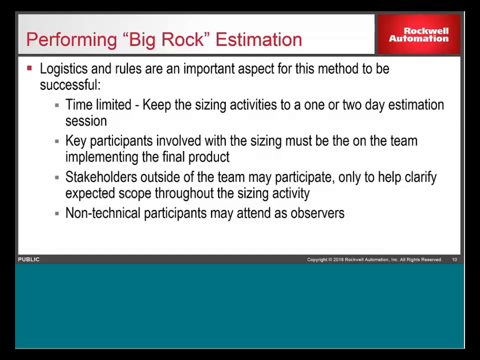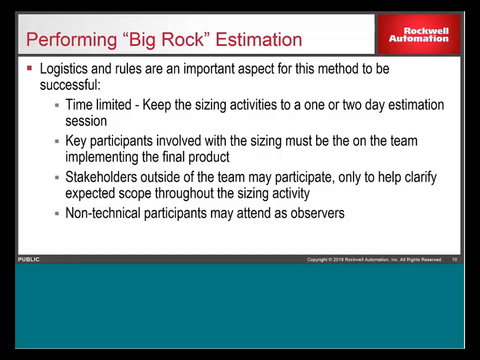The key participants involved in the sizing should be the people on the team implementing the final product. This is important because someone that's not necessarily in the implementation team might be a subject matter expert, but that person may not be on the team actually implementing the function, and may provide incorrect influence on how complex or what the scope may be from a sizing standpoint. It might be really easy for a subject matter expert, but it might be very overwhelming for somebody that's only been working on that area for a couple of years, or even someone that's fresh out of school.